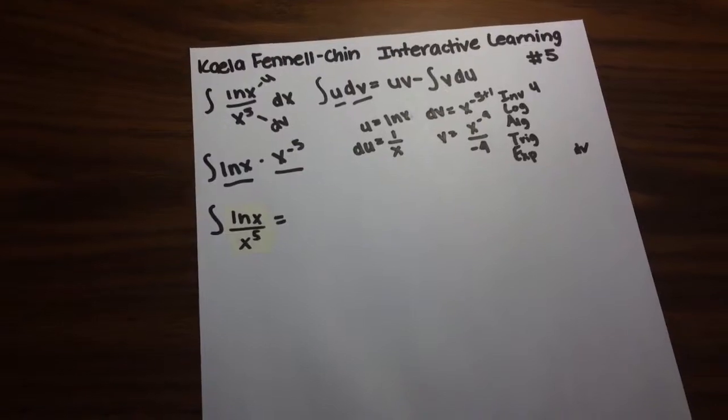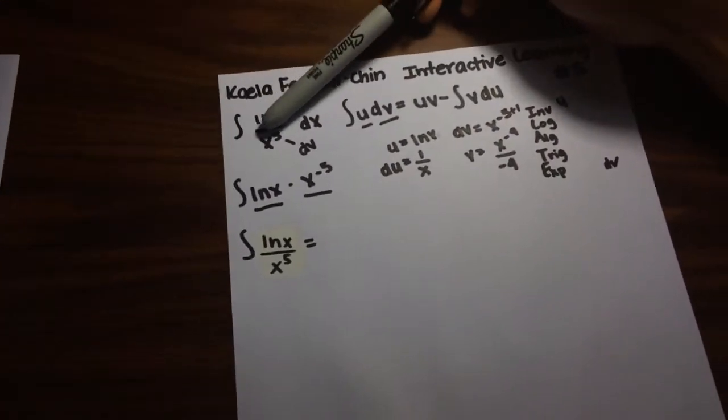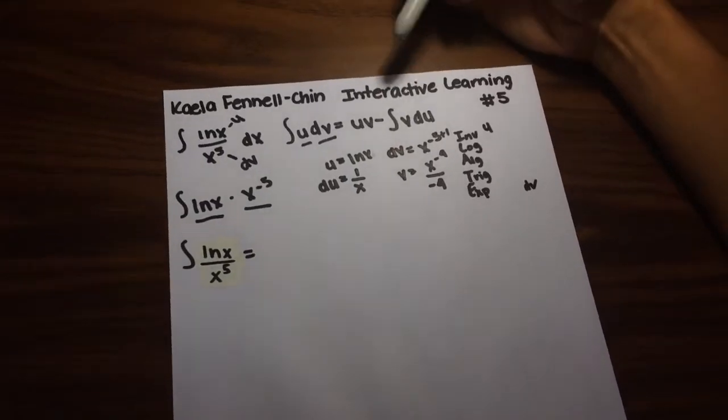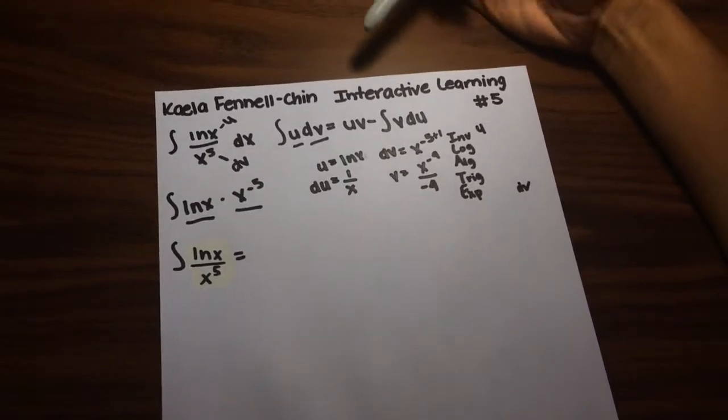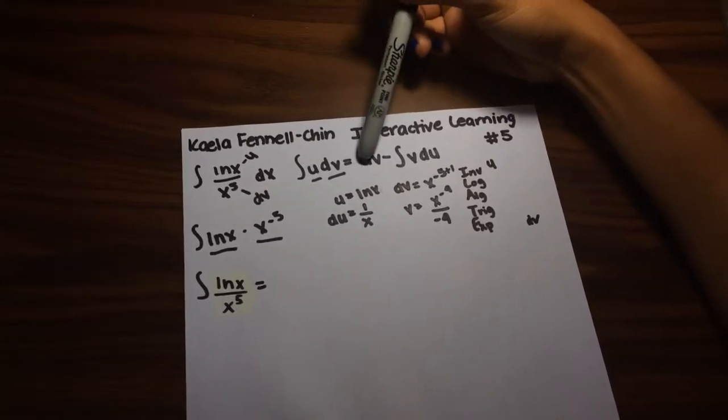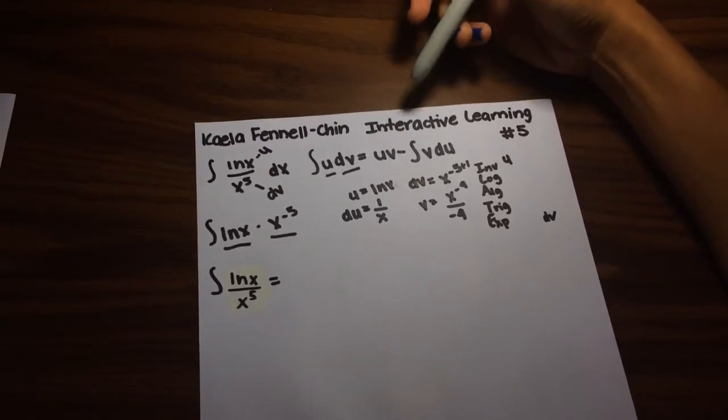And for this problem, we're going to take the integral of ln x over x to the 5th. In order to do this, we're going to have to use something called integration by parts. For integration by parts, you have to know this formula, which is the integral of u dv is equal to u times v minus the integral of v du.